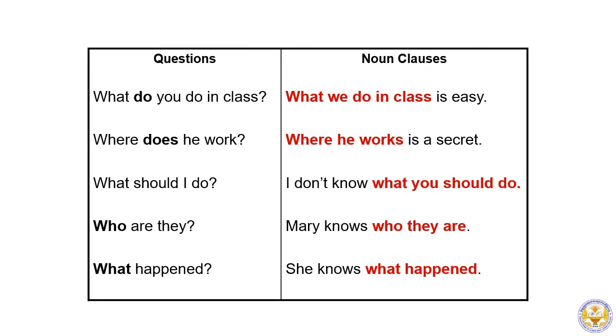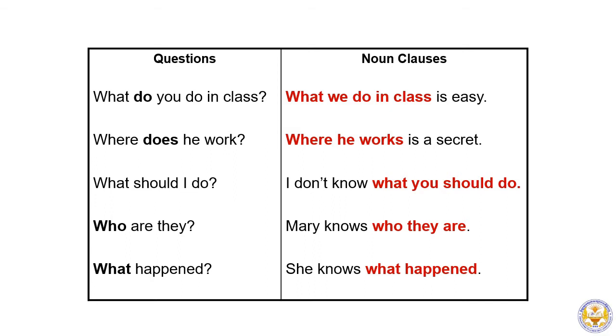So I want you to be clear about the questions and noun clause. They are not the same. Let's look at the first box. What do you do in class? This one we have auxiliary verb do before the subject you. But in noun clause, the word order is subject verb order. What we do in class is easy.